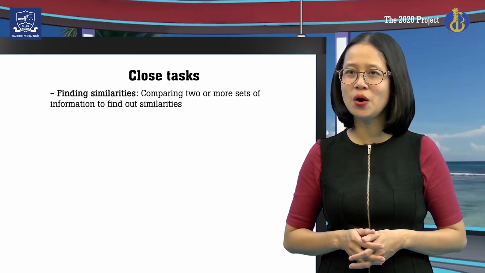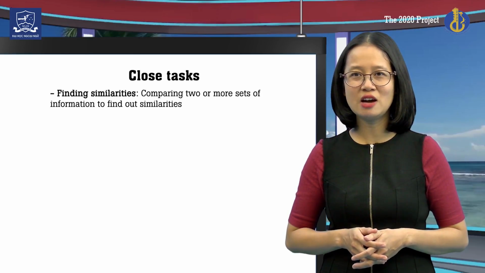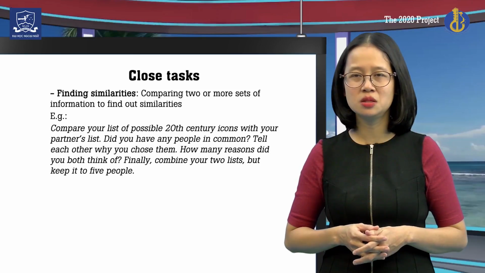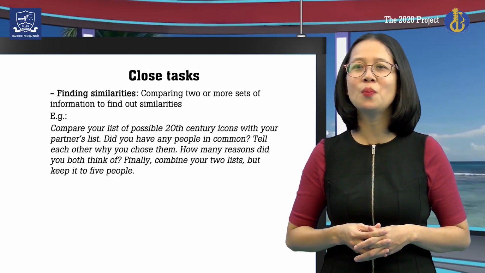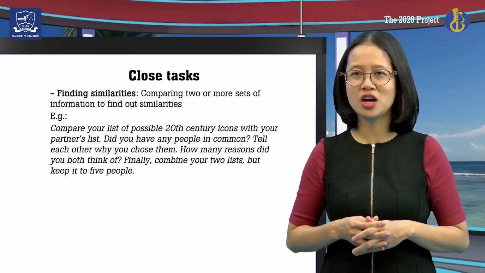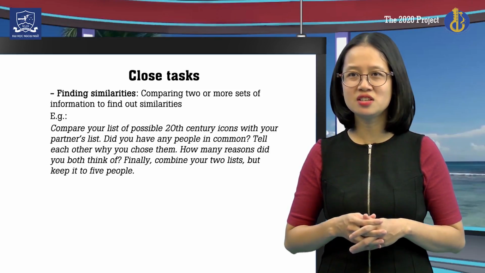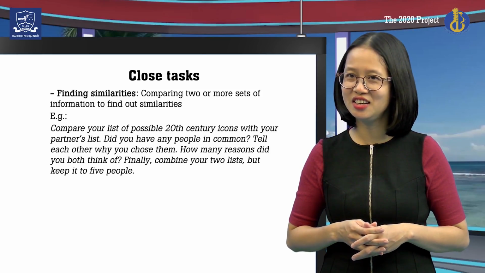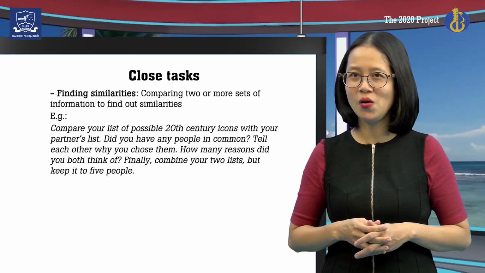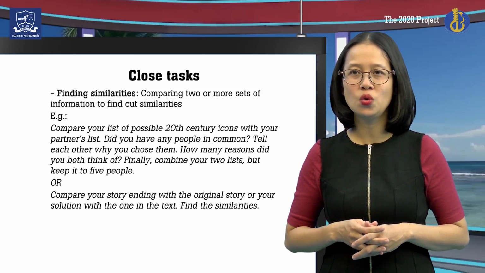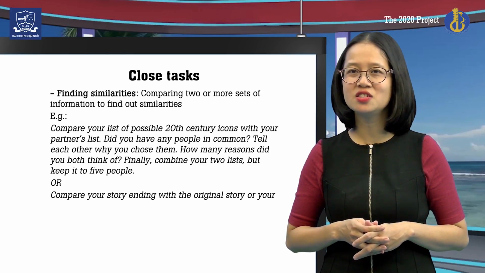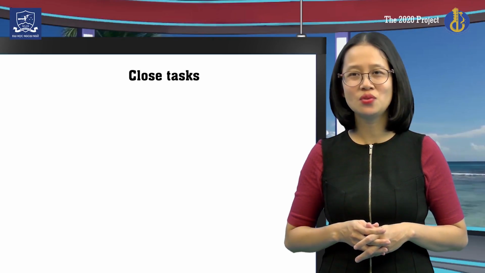It is to compare 2 or more sets of information to find out similarities. Here are the examples. Compare your list of possible 20th century icons with your partner's list. Did you have any people in common? Tell each other why you choose them. How many reasons did you both think of? Finally, combine your 2 lists, but keep it to 5 people. Or, compare your story ending with the original story, or your solution with the one in the text. Find the similarities. Number 3.